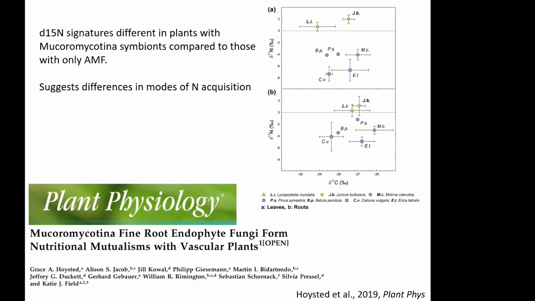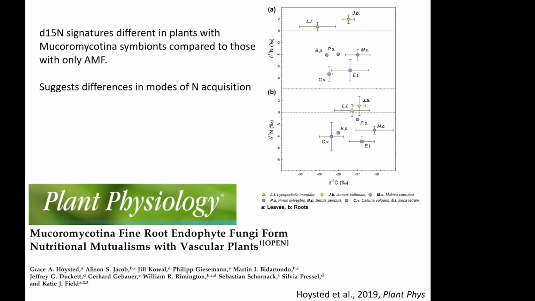And then just to hammer that home, Gerhard Gebauer and his student Philippe Giesemann did some stable isotope work looking at the natural abundance of these stable isotopes in plants and the surrounding neighbors. So the plants that were colonized by Mucoromycotina fungi were the yellow dots in both of these figures. And then the neighboring plants that weren't, so these just had arbuscular mycorrhizas, are the purple dots.